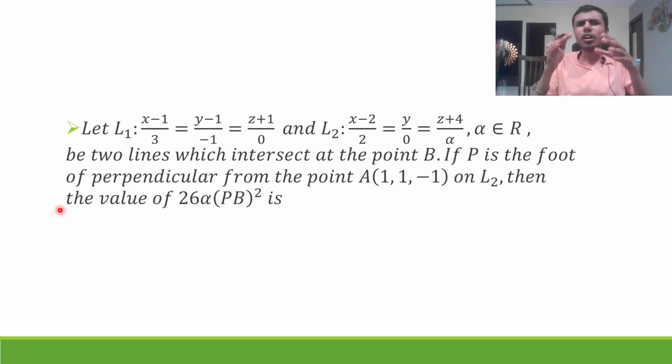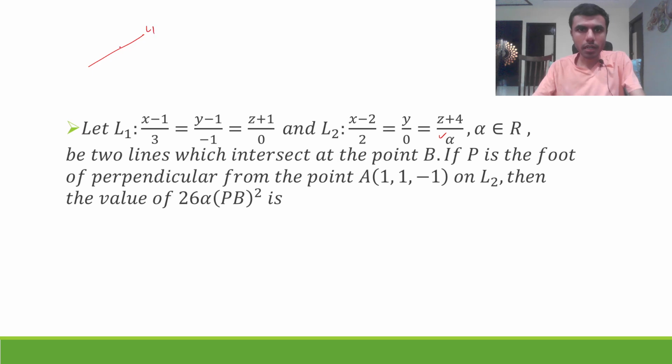Hello learners, now here is a question from 3D geometry. Now what have they given? L1 and L2 are two lines, and in L2 we have a variable, this value we don't know, alpha, fine. Two lines which intersect at B, fine. Basically we have two lines. First understand the question, okay, let's go step by step.